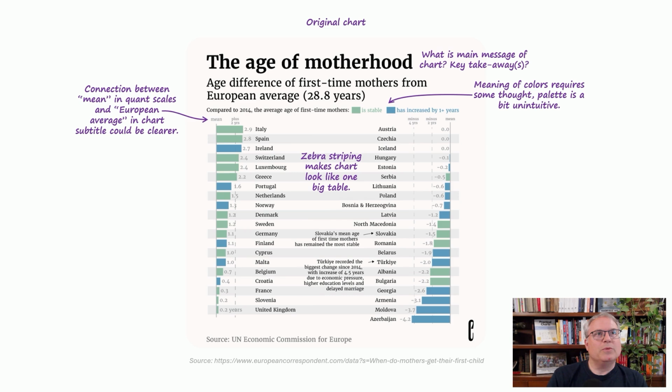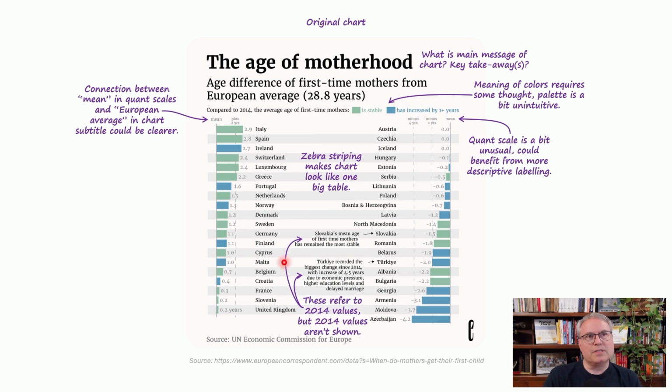The connection between the quantitative scale here, which says mean plus 2 years, mean -2, -4 years, takes a bit of a leap, right? Because I have to figure out, what does this mean? Oh, this refers to the European average of 28.8 years. I just felt that could be a bit clearer. And the quantitative scale is a little bit unusual. The stops on here are mean -2 years, -4 years. I'll figure it out, but it's going to take a little bit of work.